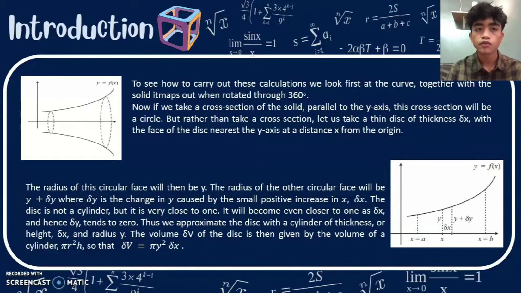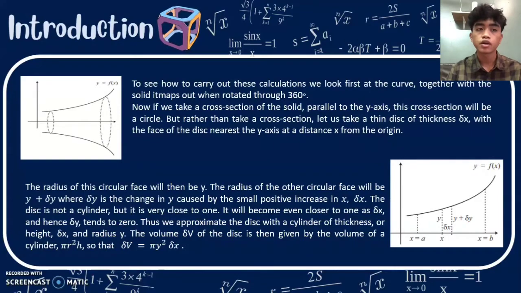It will become even closer to one as δx, and hence δy, tends to 0. Thus, we approximate the disc with a cylinder of thickness, or height, δx and radius y. The volume V of the disc is given by the volume of the cylinder, π r squared h, so that the volume equals π y squared δx.